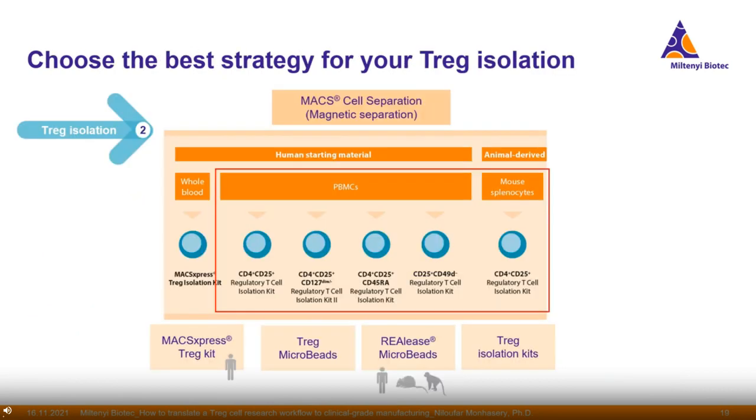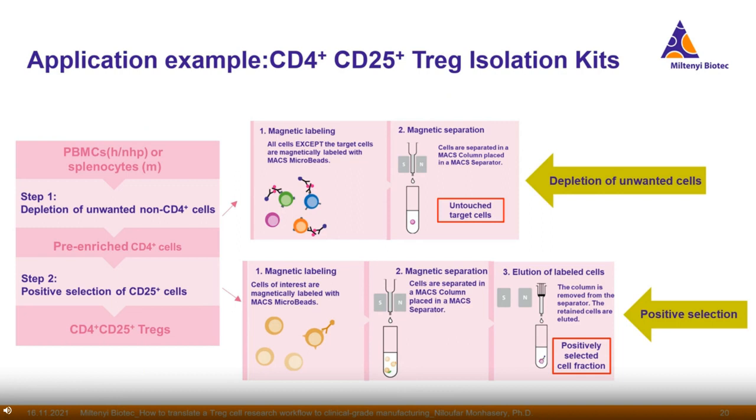Let's continue with other kits that help you to isolate your Tregs from PBMC. Some of them are just for humans, some of them for human and mice. Let's have a look. In the next slide, you will see how efficiently each of them works and how they fit in your workflow. All the Treg isolation kits are based on two steps: depletion of unwanted cells and positive selection. And I put here the CD4, CD25 positive Treg isolation kit as an example.